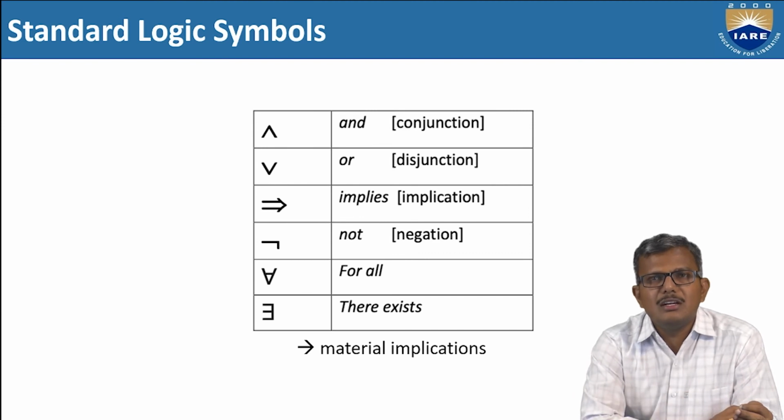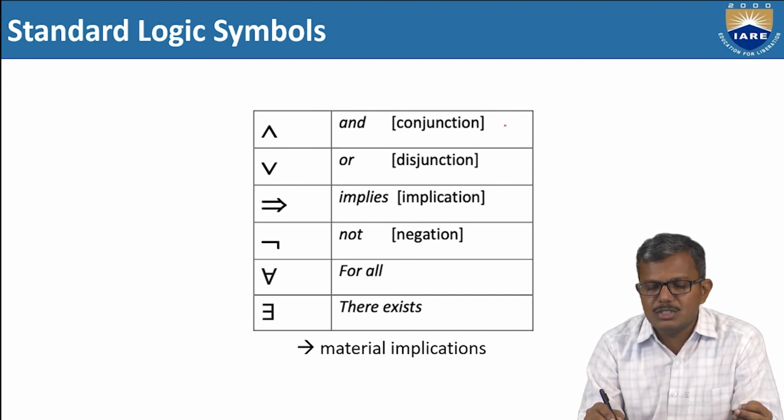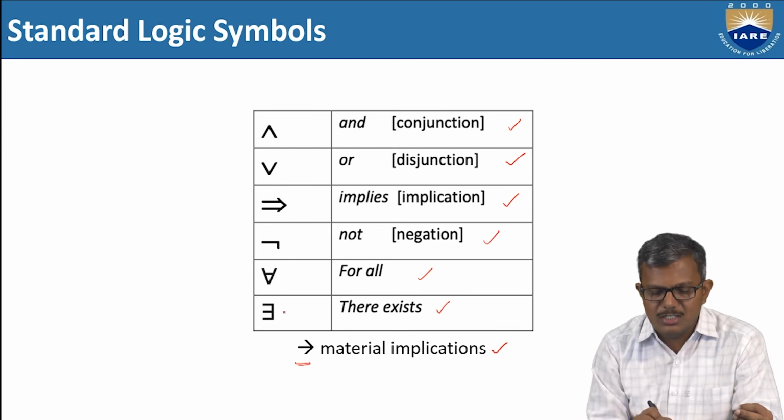So these are the standard logical symbols that we are going to use. Just now we discussed this one, which is called the conjunction or the logical and. Logical or, logical implies, right? Otherwise we can use this material implication also. This one is implies, and negation not, for all, and there exists. For a particular instance we are going to use there exists. If it is all, we are going to use the symbol called for all.